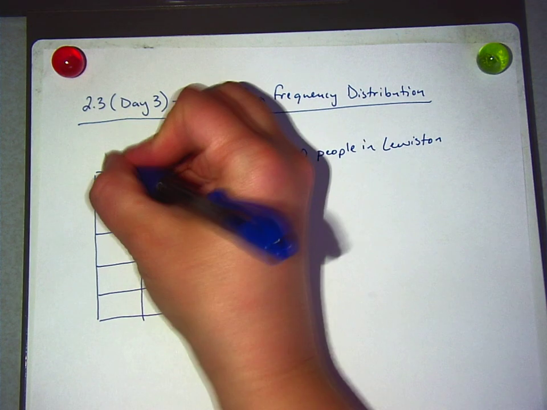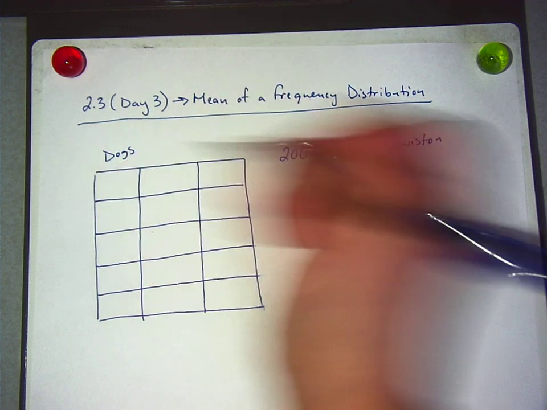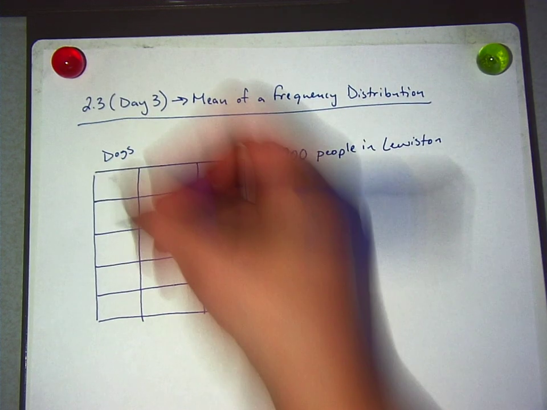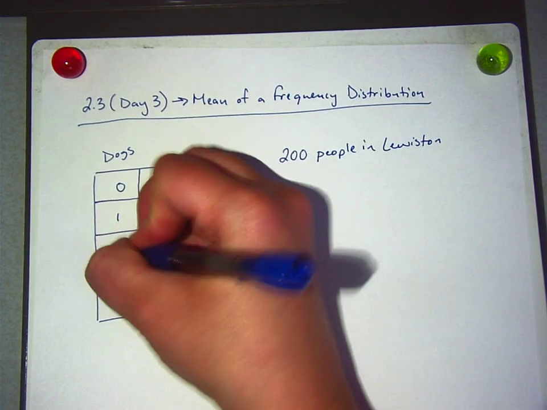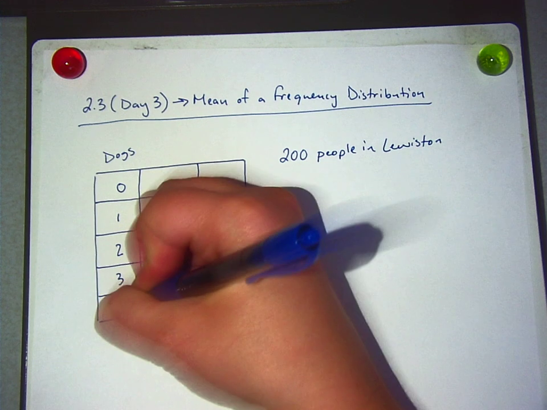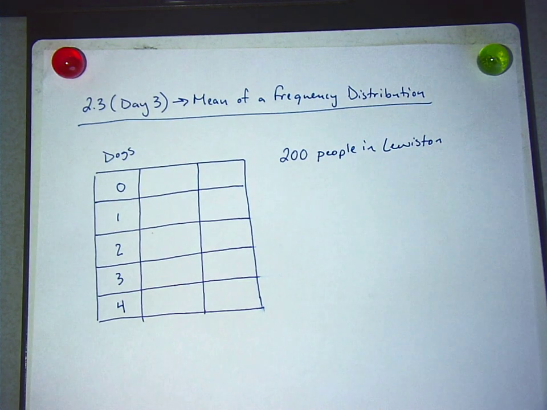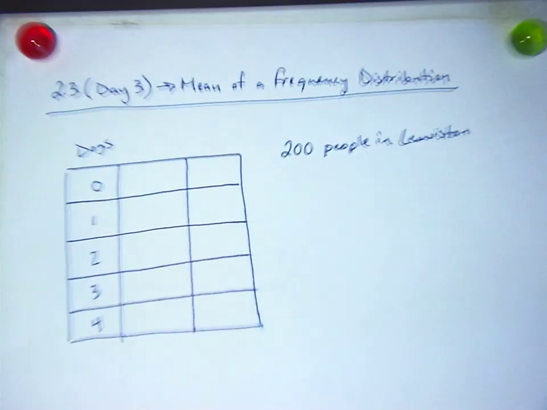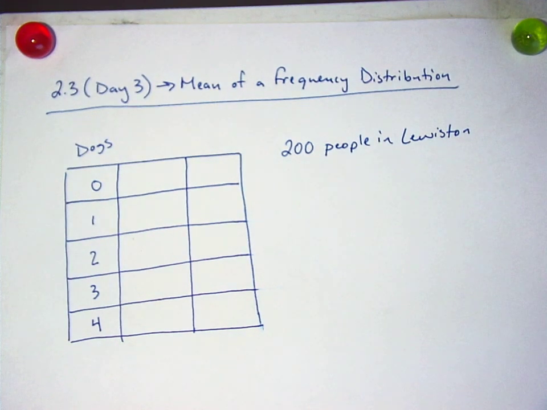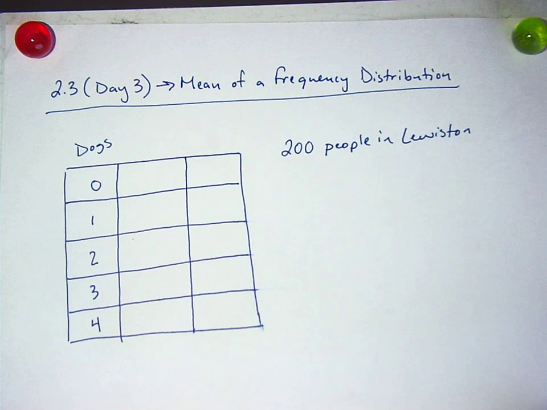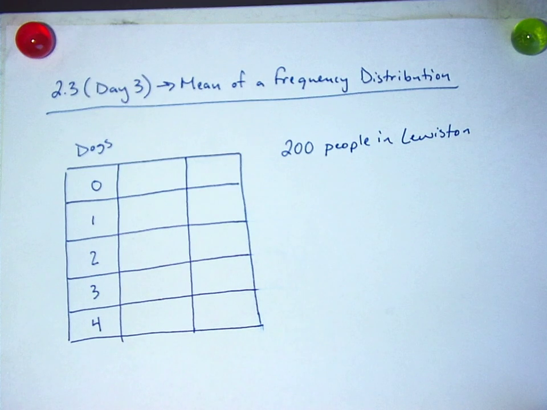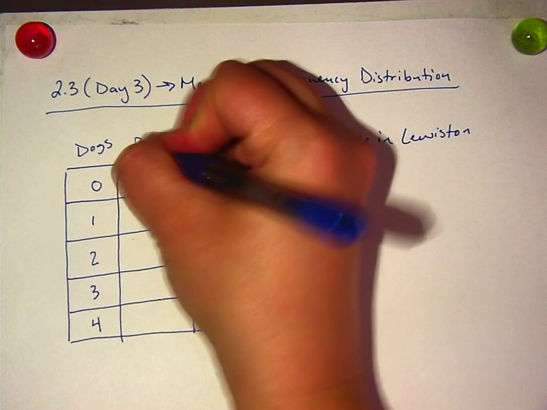I want you to be as realistic as you can about this. This is how many dogs people in Lewiston own. Our options here are 0, 1, 2, 3, and 4. I realize that that is not all the dogs that you could possibly have. You could have, of course, like 15, but let's assume that these 200 people have somewhere between 0 and 4 dogs. All right, so this is going to be my frequency.